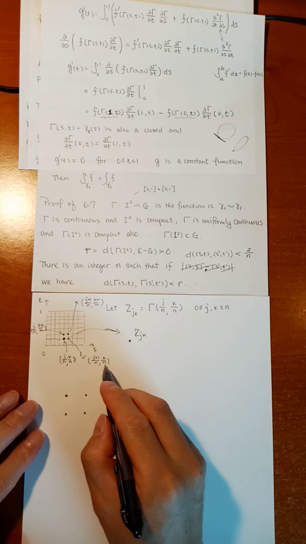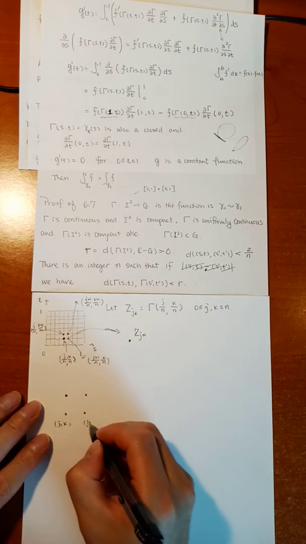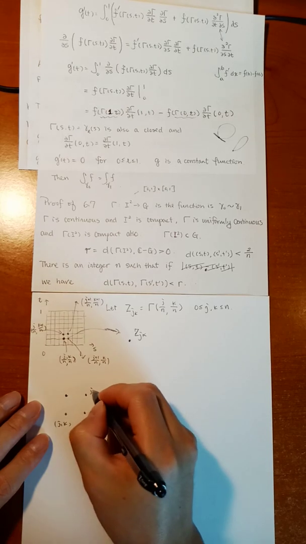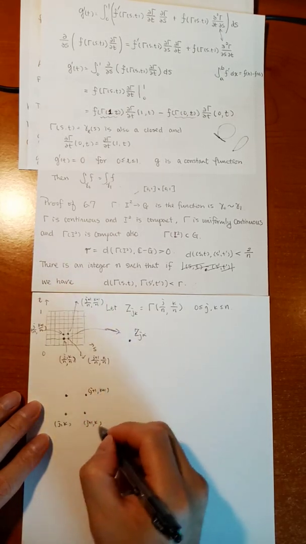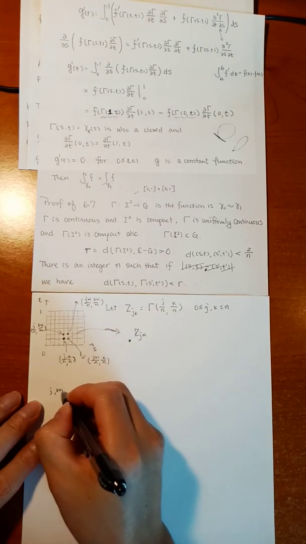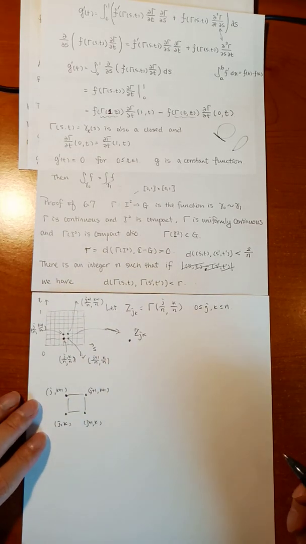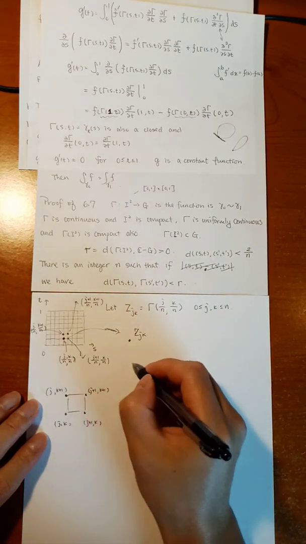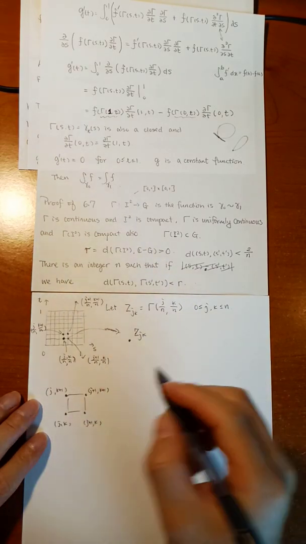I'm not going to write over n every time. This is jk, j plus 1 k, j plus 1 k plus 1, and then j k plus 1. Always keep in mind they are all over n. So that's all. They are small squares. And the image is zjk. At each point it has image zjk.